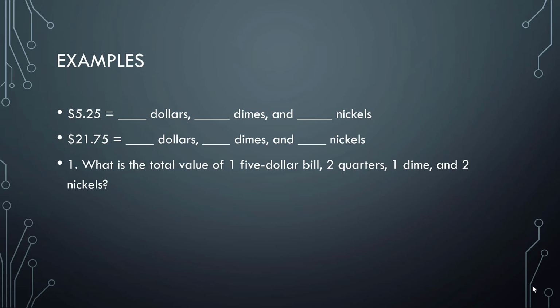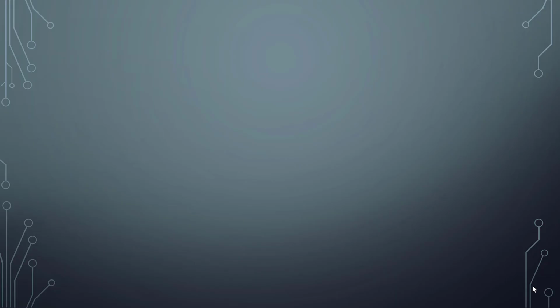$5.25, that is $5, 2 dimes, and 1 nickel. $21.75, that's $21, 7 dimes, and 1 nickel. What is the total value of one $5 bill, 2 quarters, 1 dime, and 2 nickels? So that's $5, 2 quarters, which is 50 cents, 25 and 25, 50 cents, 1 dime, which makes 10 more cents, so 60 cents, and 2 nickels, which is another 10 cents. So let's go 5.50, 5.60, 5.70.